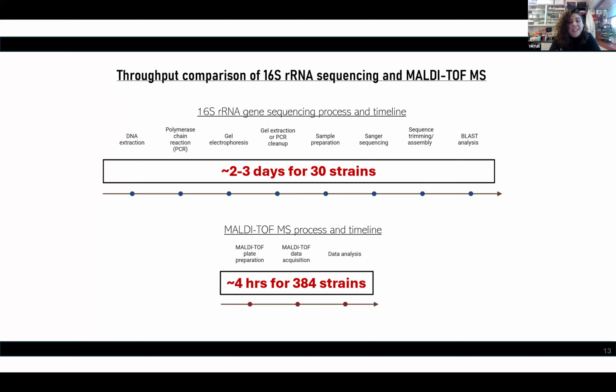For 16S rRNA gene sequencing, these 2 to 3 days that I walked you through is covering roughly 30 strains, maybe a little more, a little less, depending on your experience with this. Whereas the MALDI-TOF MS process and timeline, in theory, you could run through and collect data on 384 strains within roughly 4 hours.